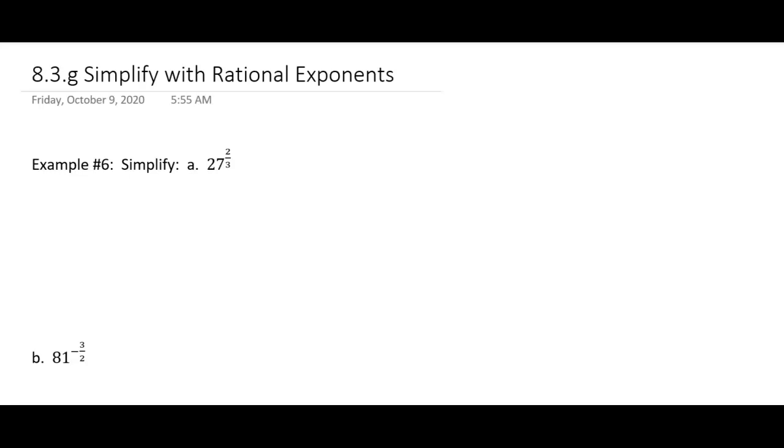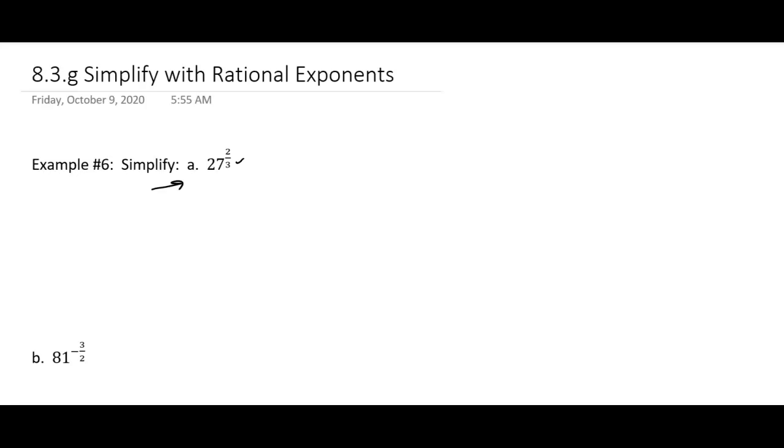Okay, so now we have some numeric bases with these rational exponents, and we're going to simplify them. When we have that situation where it's a number and we're going to try to simplify it, it's usually easier to do the root part first. So this first one here, we have the 27 to the 2/3.